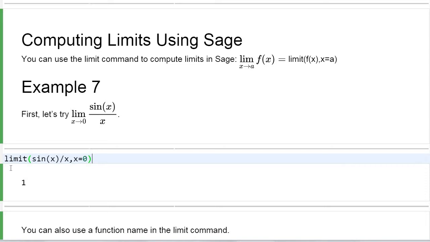So, limit sine x over x as x approaches 0 is 1 according to Sage. Now, again, this is not a proof. Just because Sage says it doesn't mean it's automatically true. It's probably right most of the time, but there may be some times when something goes wrong. I don't know. But this is certainly suggestive evidence that the answer is 1.